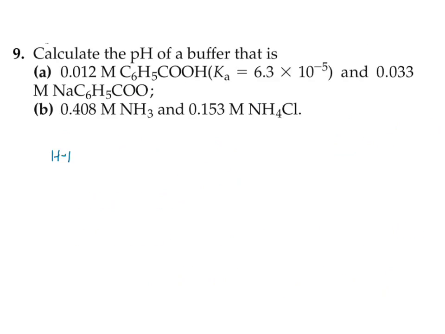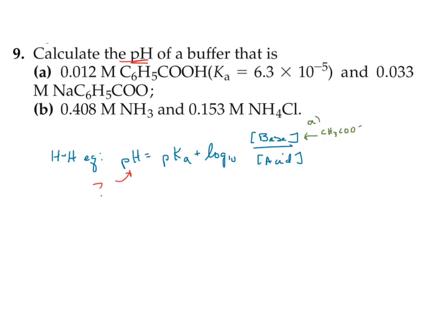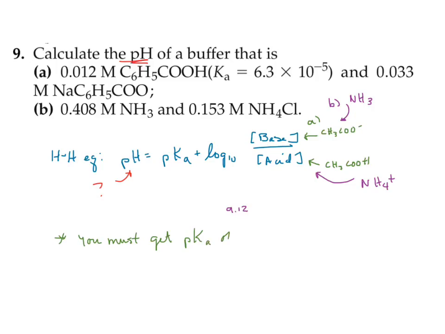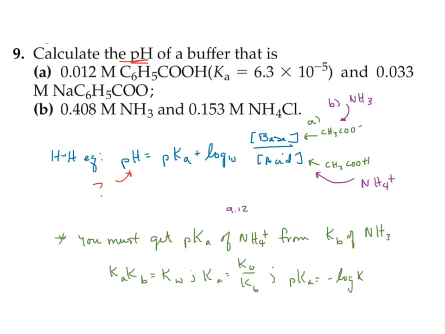The next one looks like this. Again, Henderson-Hasselbalch equation. You're supposed to come up with the pH. Those are easier, I think. And notice they give you the molarity of the weak acid, and they give you the molarity of the weak base. That one's not too bad. Okay, so A is pretty straightforward.